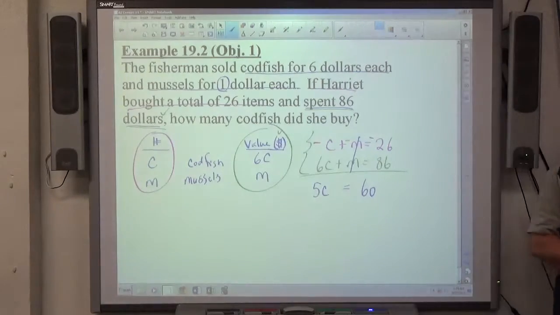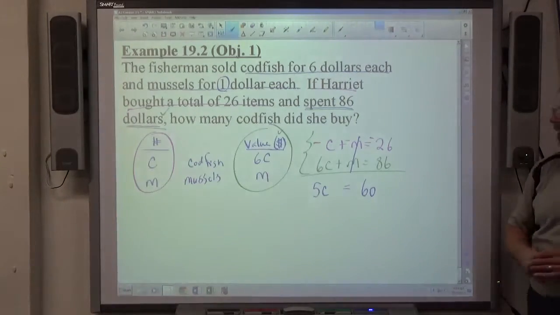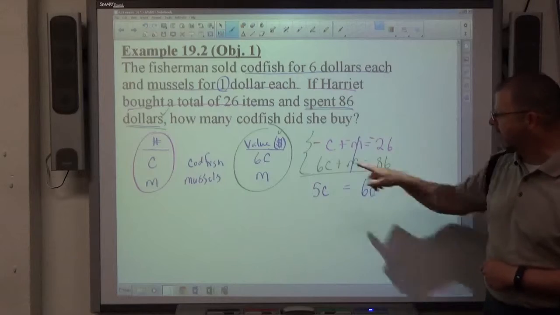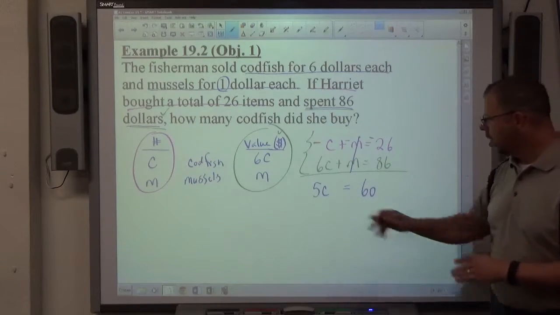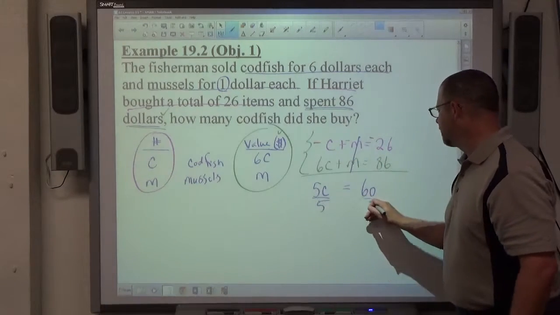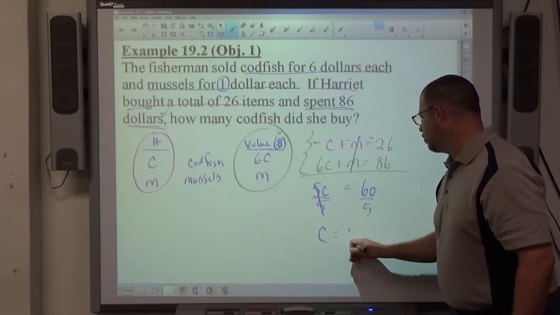You can always make that decision. Should I add or subtract based on signs? Signs are different, subtract. The bigger number determines the sign of the answer. We divide both sides by 5. We end up with C is equal to 12 codfish.